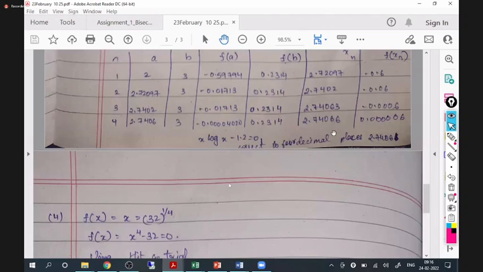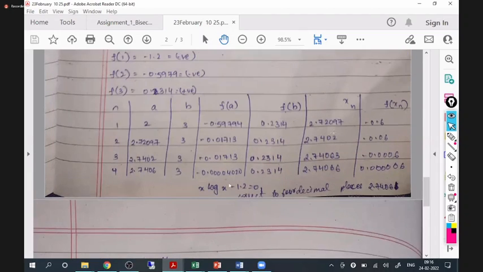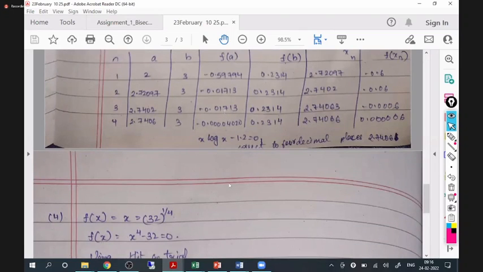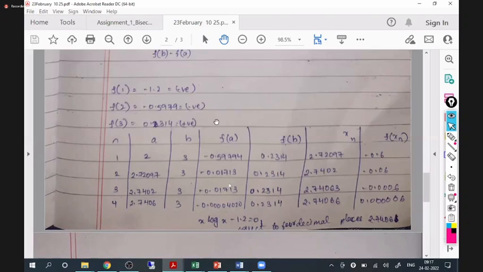2.7406. That's correct. Good, very good. And this is the way you should write in the final exam also. Only the thing that is missing everywhere is that nowhere is it mentioned in which interval the root exists. So here one line is required that should say, thus the root lies between the interval 2 and 3.